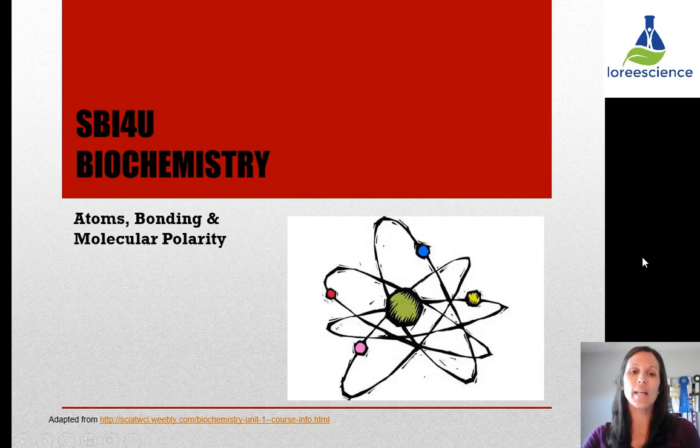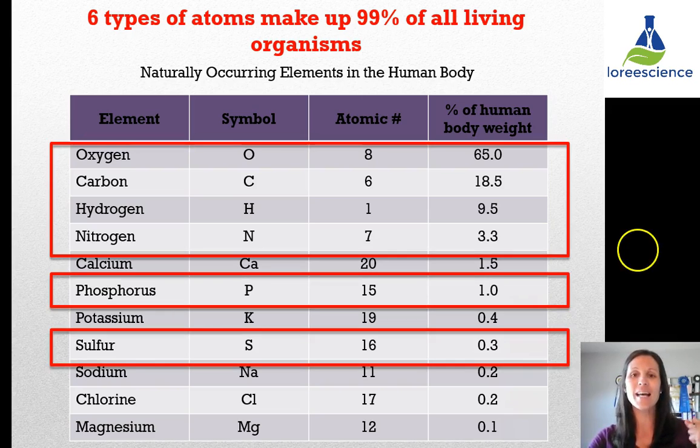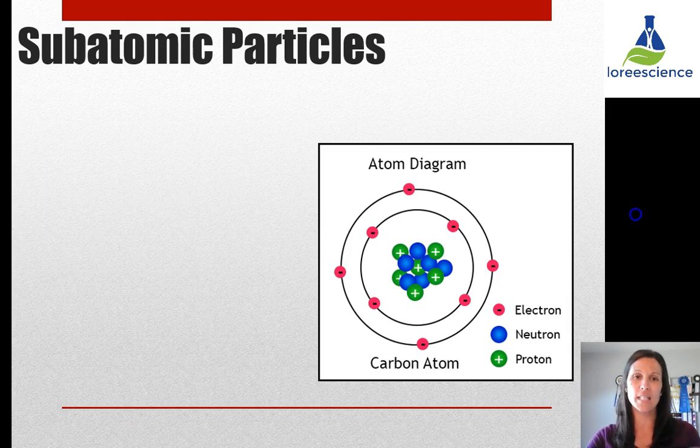In this video we're going to take a look at atoms, bonding, and molecular polarity. When we're talking about biology, the reason we have to look at bonds is there are really only 6 types of atoms that make up the majority of all living things. 99%, in fact, of all the atoms in living things are 6 atoms. So we're going to take a look at how those atoms interact and the ways that they interact to make the variety of living things that exist.